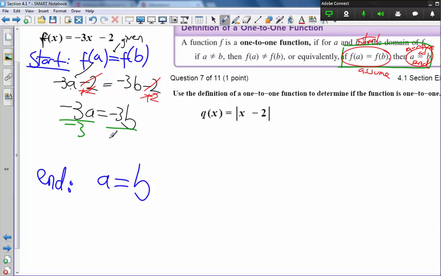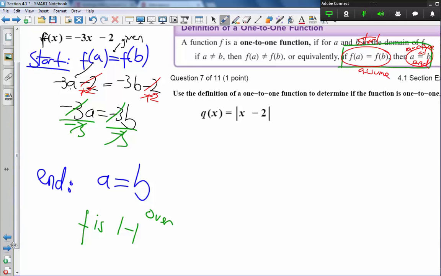We are done. Look what's left: A equals B. Proof is over. f is one-to-one. The conclusion is, this is how a mathematical proof is done. This is the tool they've given us. Show this, we're done. I showed it, you're done. Let's go to the next question. Any questions on this one?